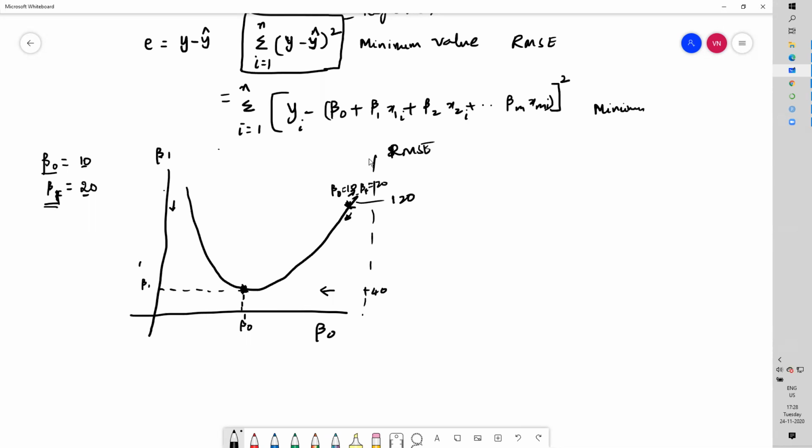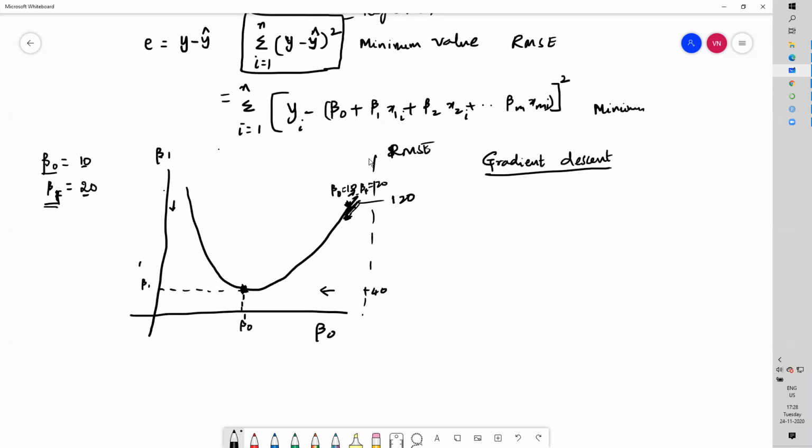So how do we find this out? For finding this out, we use an algorithm called the gradient descent algorithm. What this gradient descent algorithm says is, it will tell you which direction to move. The gradient is nothing but the slope of the tangential line of this particular curve.